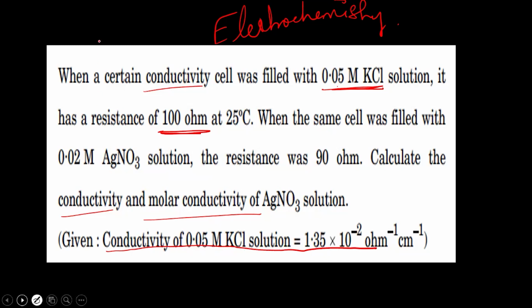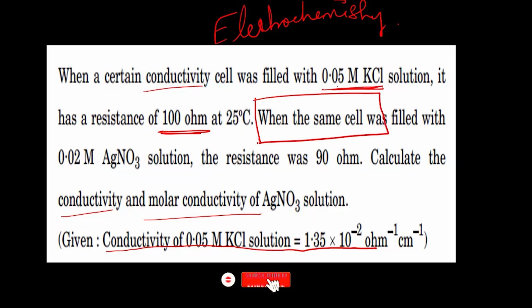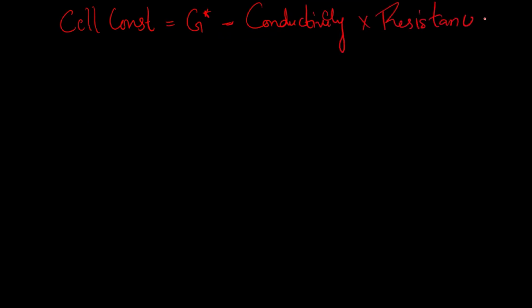Now what is the equation? One more point you have to see in this question is that it is the same cell. So that means cell constant is the same for both, right? How will you find cell constant? We know the equation: cell constant G star is equal to conductivity times resistance. Conductivity is denoted by the letter K and resistance is R, that is equal to G star. Then all the things are given here.